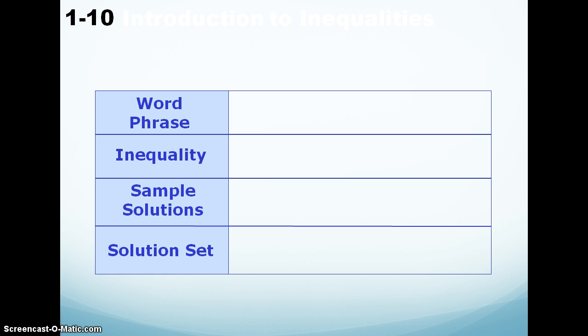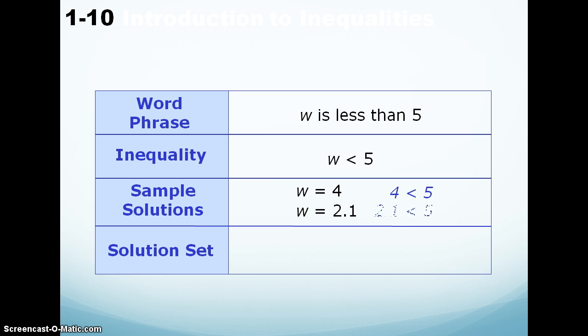Looking at the example on your notes, you have the expression W is less than 5. In words, it would look like that. The inequality that you see is W is less than 5 with the symbol. Some sample solutions mean what are some numbers that you could choose for W that would make this true. So W could be 4 because 4 is less than 5. W could be 2.1 because 2.1 is less than 5. We could go on and on and on forever.